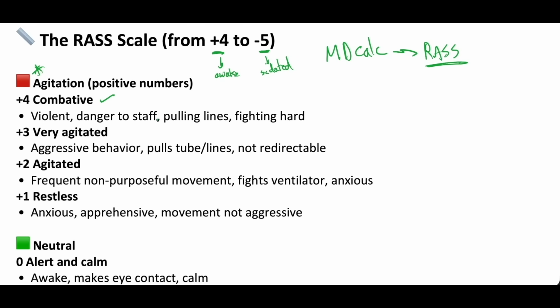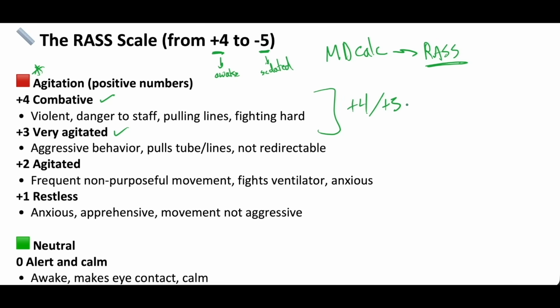+3 is the step right below that, right? They're very agitated. They are pulling at tubes and lines. They're not very redirectable. They maybe have some aggressiveness to their behaviors, again unintentionally, but that's how agitated they are. But they might not be wildly flailing or an immediate danger to staff. So +3 is still very agitated. If someone is at a +4 or +3, their sedation is not going well, right? These are patients that we need to get into a safer place.